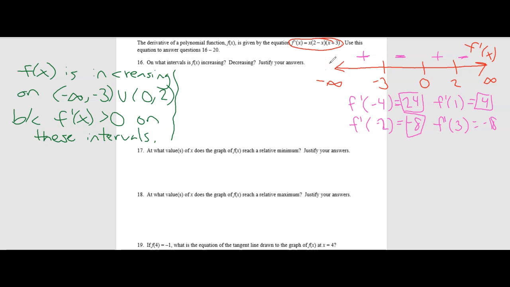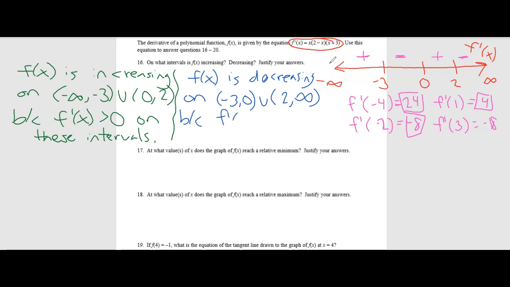Let's talk about where it's decreasing. So f of x is decreasing on the intervals negative 3 to 0, union 2 to positive infinity, because f prime of x is less than 0 on these intervals.